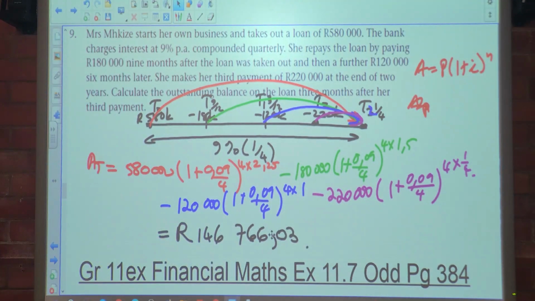Okay, so that basically brings us to the end of exercise 11.7, the odd numbers on page 384. The full lesson can be found in the description box below.